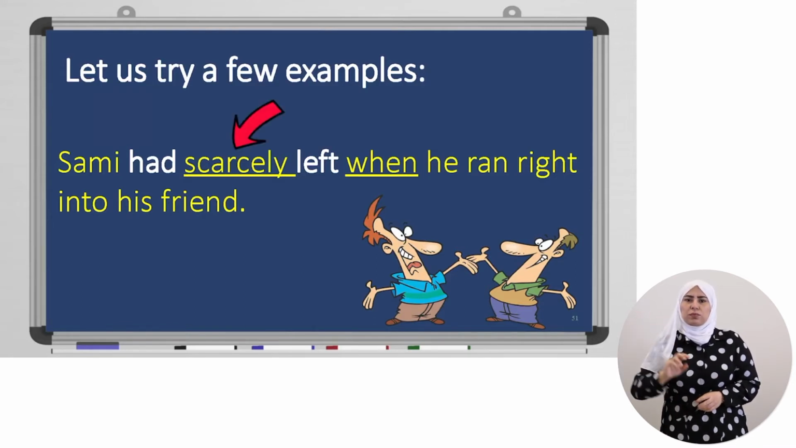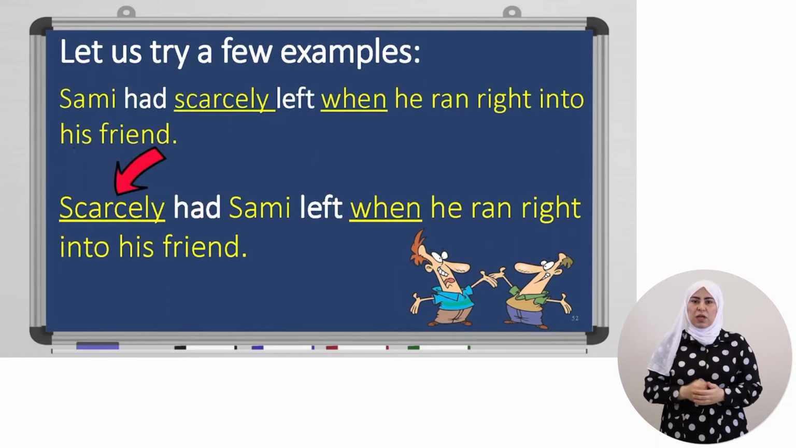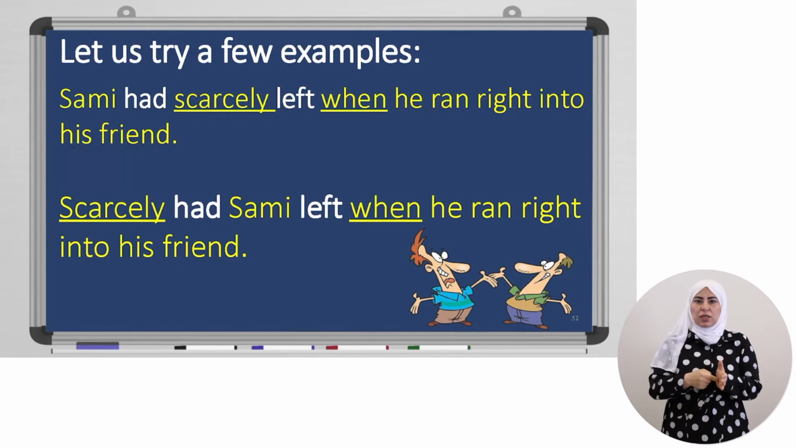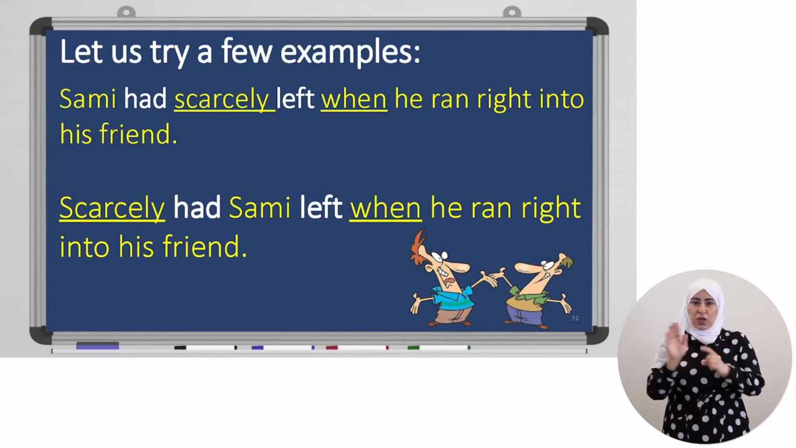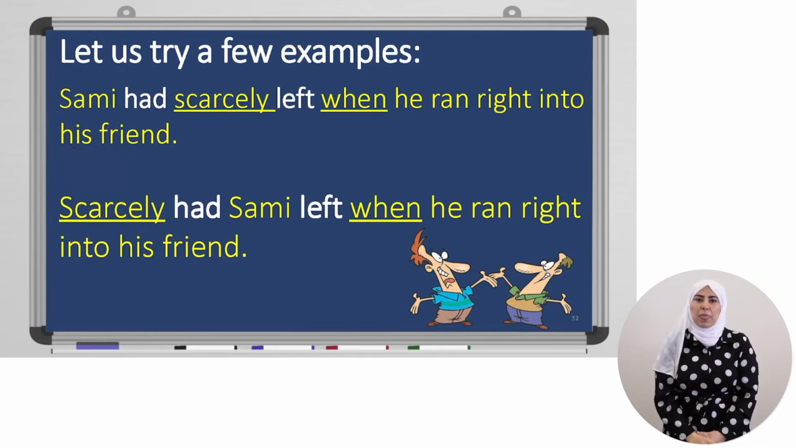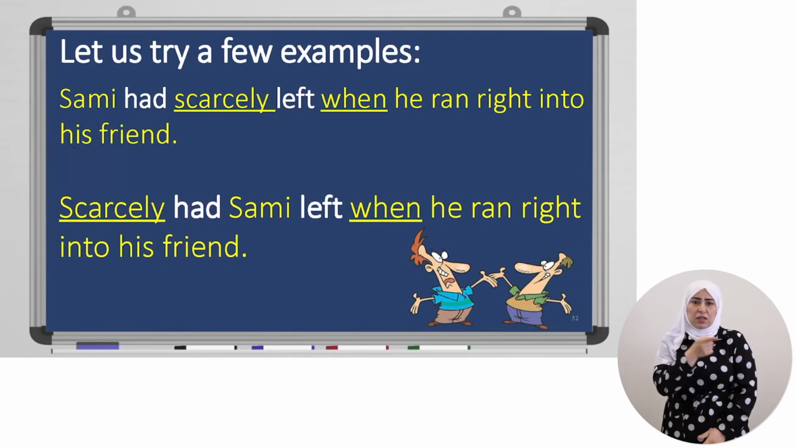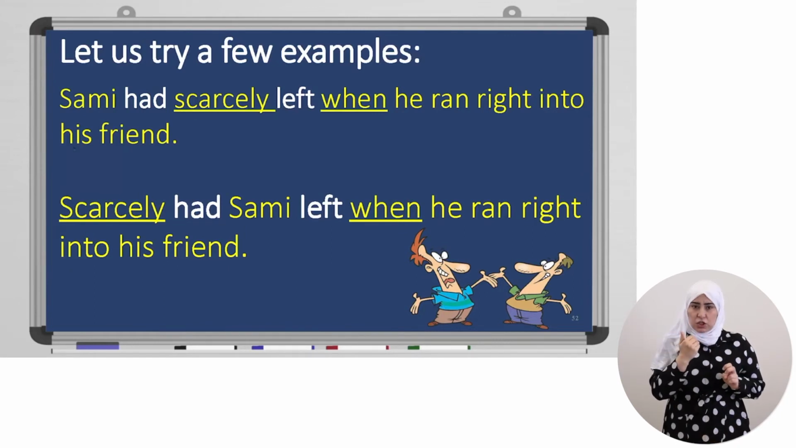And here scarcely is our adverb, so we're going to start with it. Scarcely had Sami left when he ran into his old friend. Very simple, just follow the equation, and remember, if there is no auxiliary verb, simply add one using do, did, or does. Now, we have more examples for you. What I suggest is that you read each example with me and then pause the video, try to answer it, and then check your answers with me.